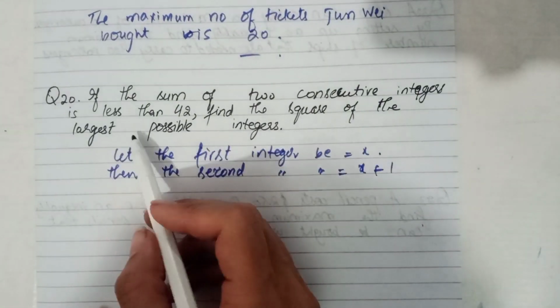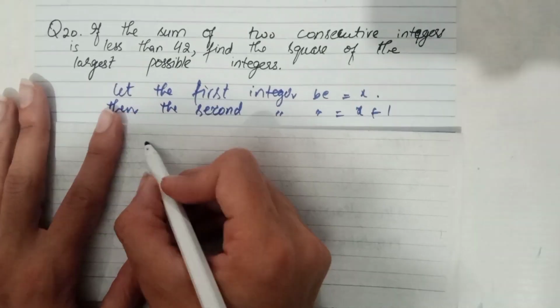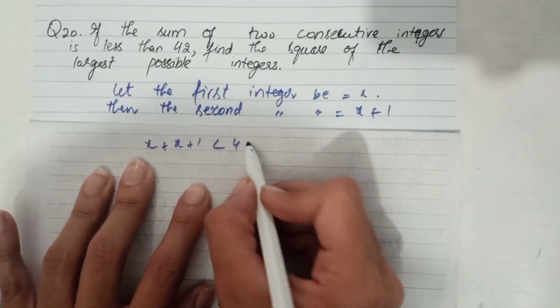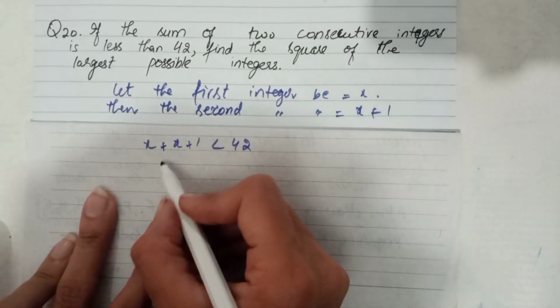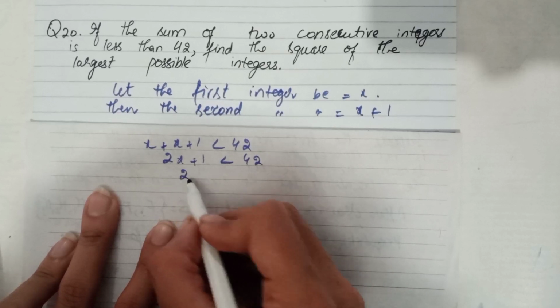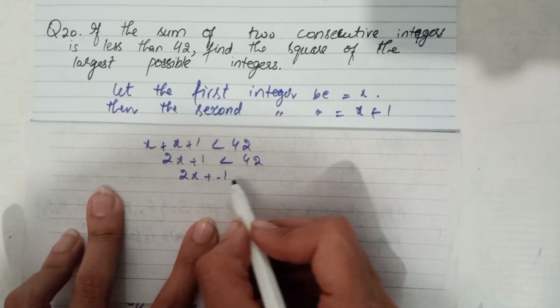Now this sum is less than 42. The sum of two integers x and x plus 1 is less than 42, and we have to solve it. 2x plus 1, by subtracting 1 from both sides.